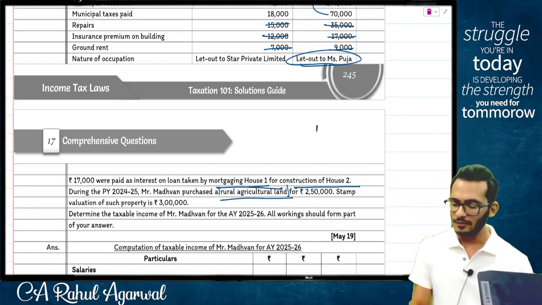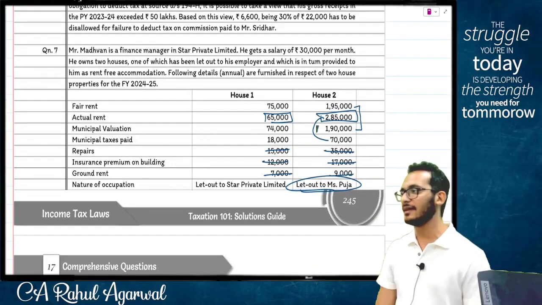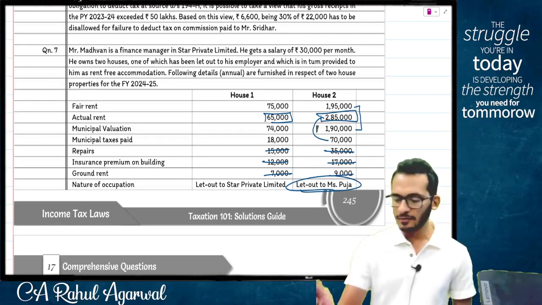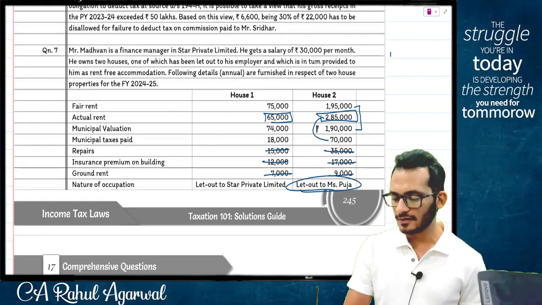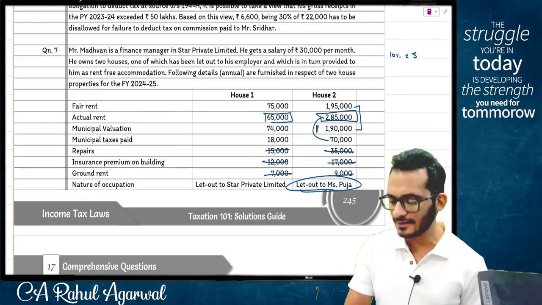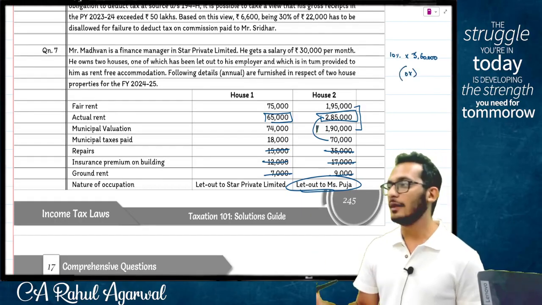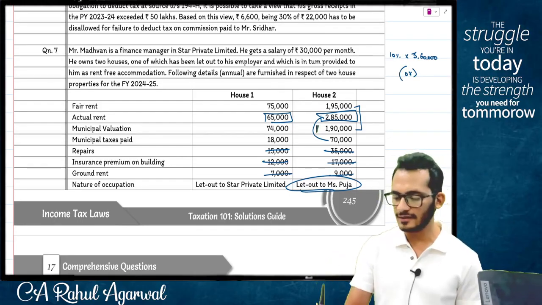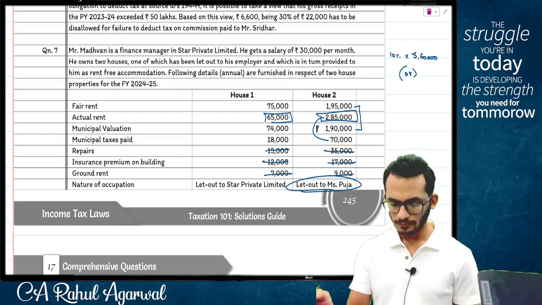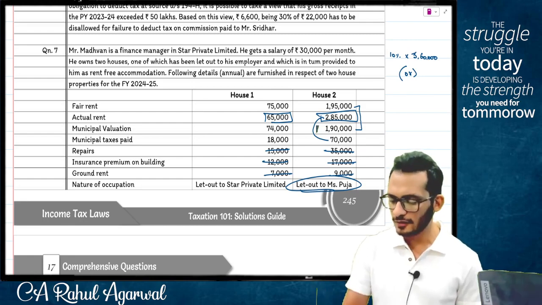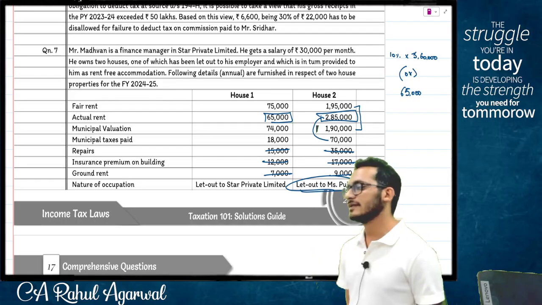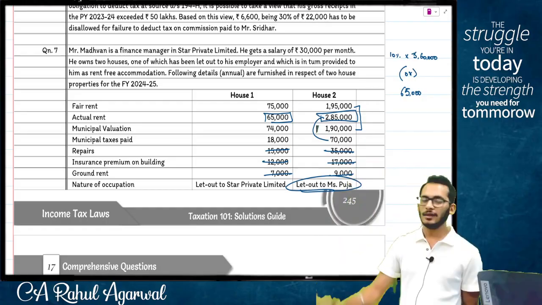Exempt from tax is the answer. Now, one thing to notice is that they have given me my salary also, 30,000 per month. So I need to find out my RFA. RFA is 10% of salary, which is 10% of 3,60,000, or 65,000 into 12, whichever is lower. Oh, it's a full year. Therefore, it is 36,000 or 65,000, whichever is lower. Therefore, I will tax 36,000.